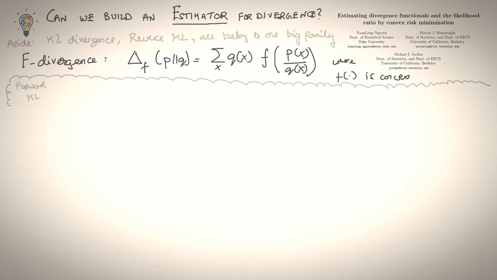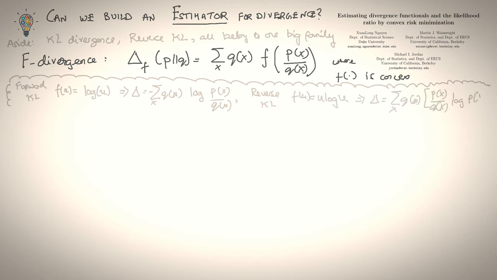So let's say you wanted to get forward KL. Simply observe that by setting f of u, where u is the density ratio, as log of u, you get the forward KL divergence, right? So that's interesting. What about reverse KL? For reverse KL, if you set f of u as u times log of u, you end up getting reverse KL by canceling out q of x. And if you're interested in how to get more divergences, I would recommend reading the paper that has a whole table in it.